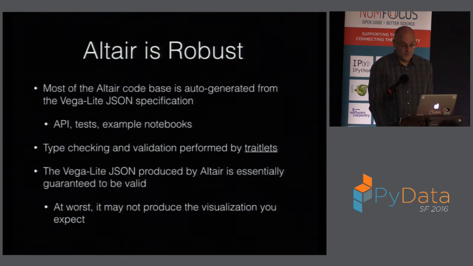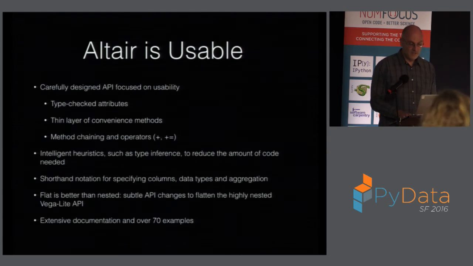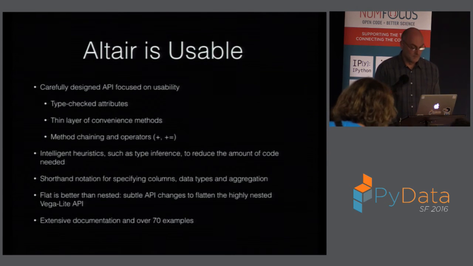And we're not mathematicians, so we're not going to make a guarantee of mathematical certainty. But basically, you're more or less guaranteed that the JSON produced by Altair is going to be valid Vega-Lite. It may not produce the visualization you want, but it's not going to cause everything to explode. So Altair is also usable.